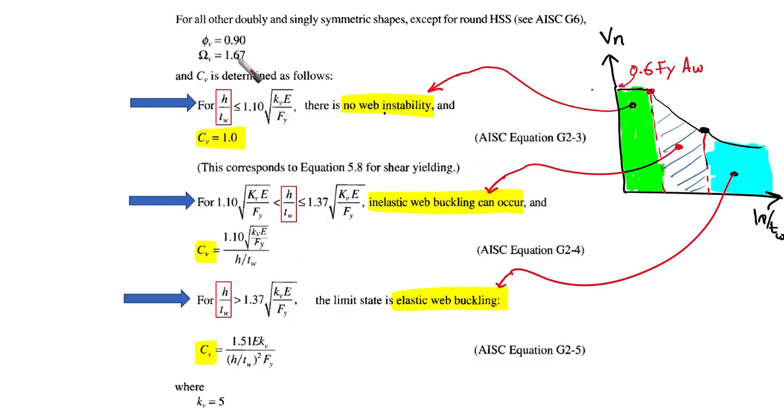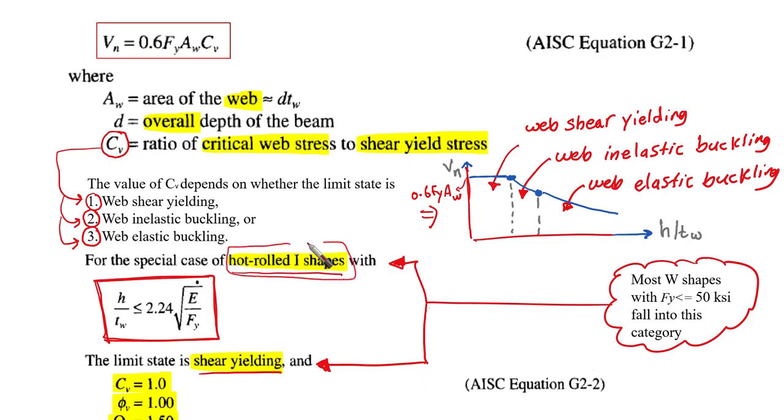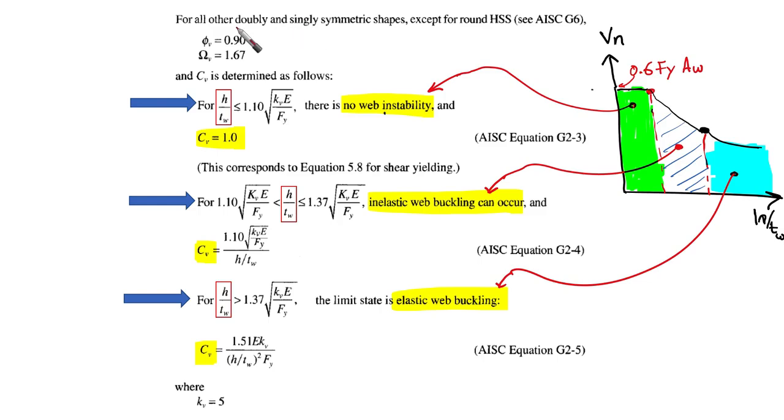Now remember, here we were talking about hot rolled I shapes. Now what about others? For doubly or singly symmetric shapes, except for round HSS, hollow structure sections, you can find this in G6. We're going to find phi V to be 0.9 and omega V is going to be 1.67. And we are going to determine CV based on H over T web, the height of the web over the thickness of the web. So we have 3 different values here. In this case, we have one limit here and another limit here.